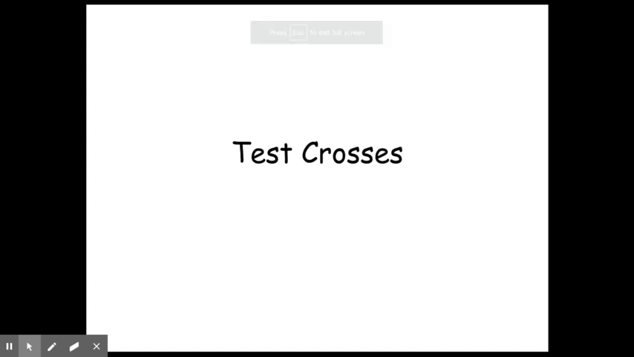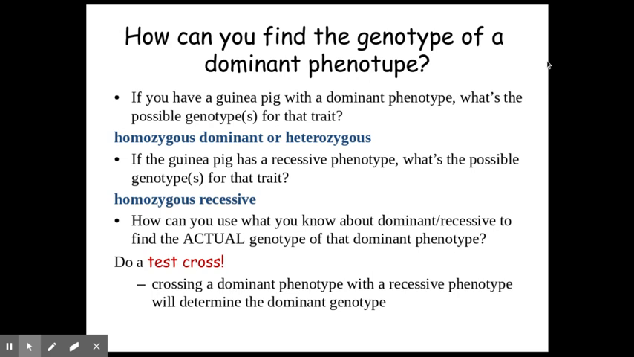Hey guys, today we're going to talk about test crossing. Test crossing is sometimes how you can find the identity of a trait without having all the information that you may need. So, for example, in this one, it says if you have a guinea pig with a dominant phenotype, what's the possible genotypes for that trait?